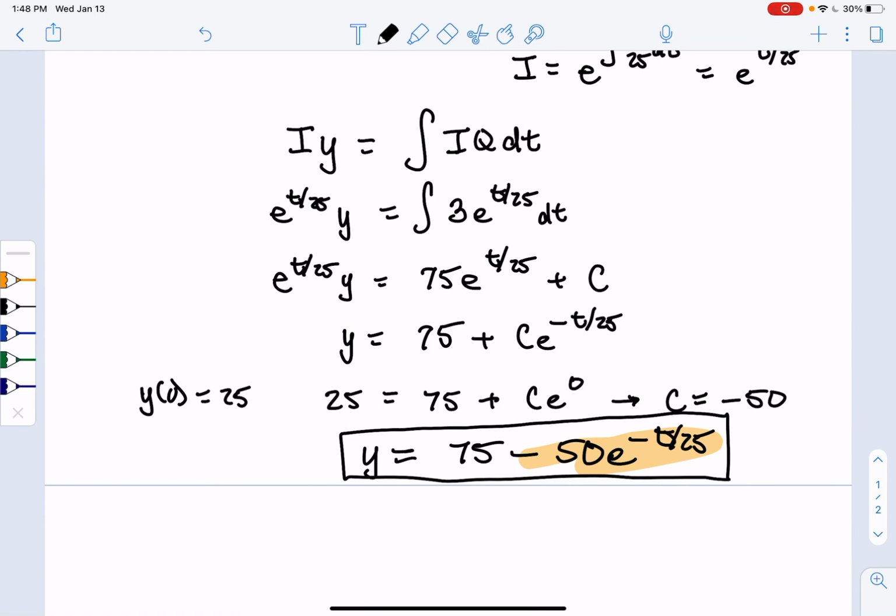And we can also answer some other questions. Maybe you want to know when we reach 20 pounds of salt. You could just set this equal to 20. And there's all kinds of other questions you can answer with this equation.